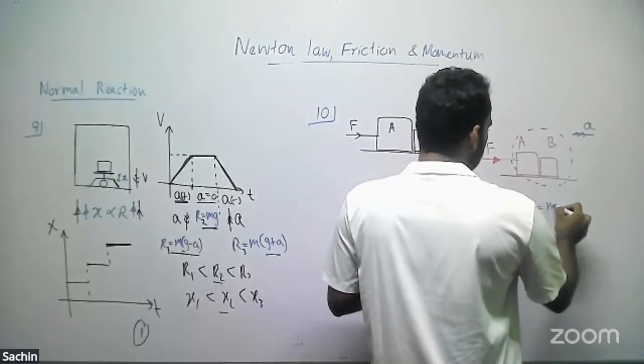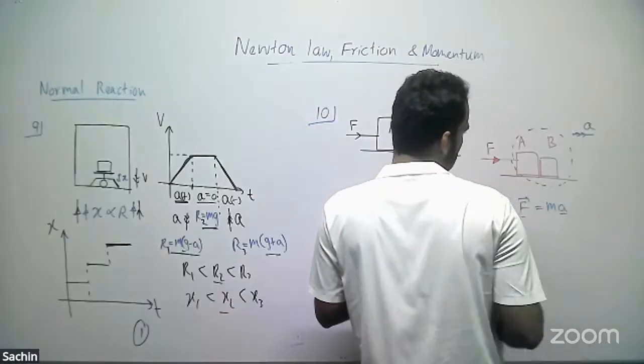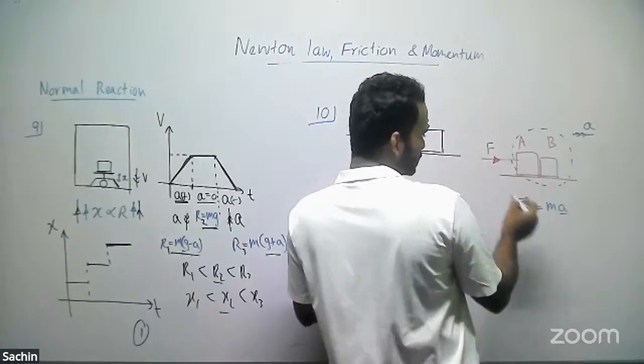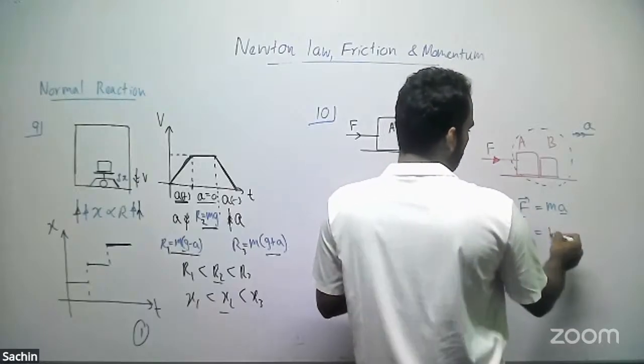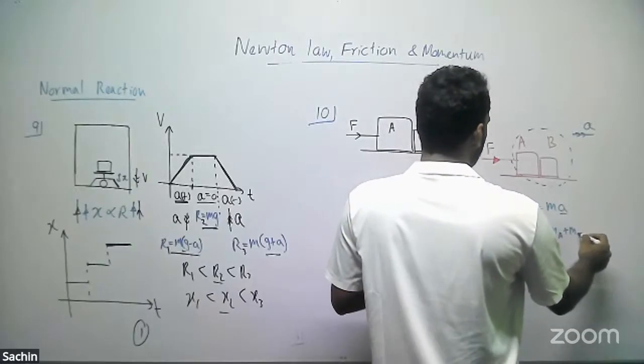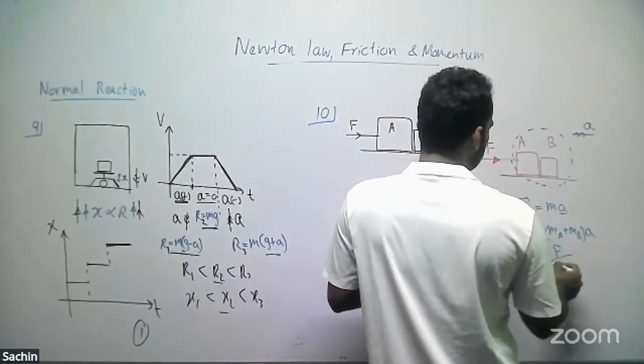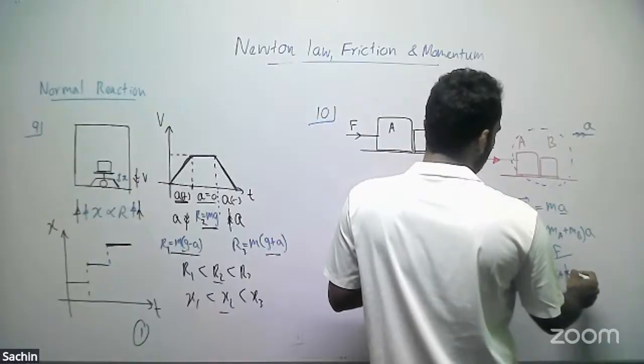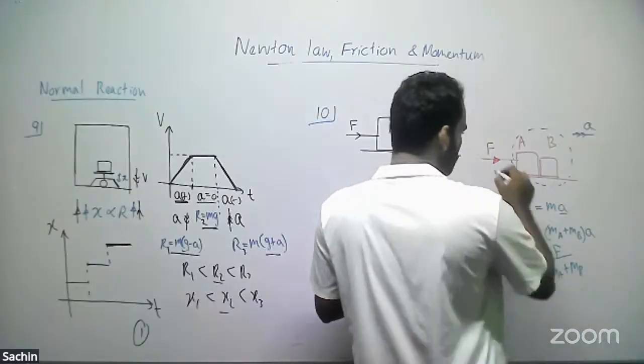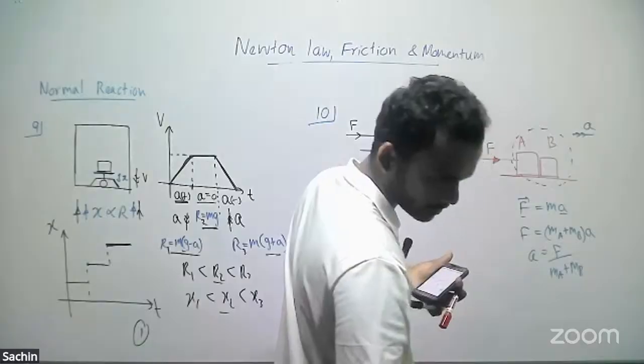You don't need to include the internal forces. Just the external force will be this. So F should be equal to (m_A plus m_B) times acceleration. So you can easily find the acceleration. Acceleration is just caused by the external force.